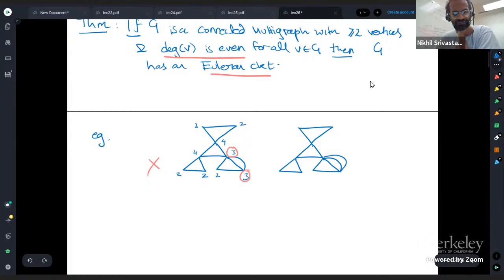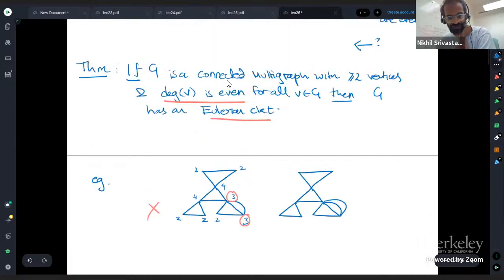Now, the beauty of this theorem that we're about to show is, if you look at the second graph, let's look at the degrees. There are 2, 2, 4, 4, 2, 2, 2, 4, 4. These are all even. It's a connected multigraph with at least two vertices, and all degrees are even. The theorem says this has to have an Eulerian circuit, right? Without even doing anything, we just know that it has to by checking this very local condition.